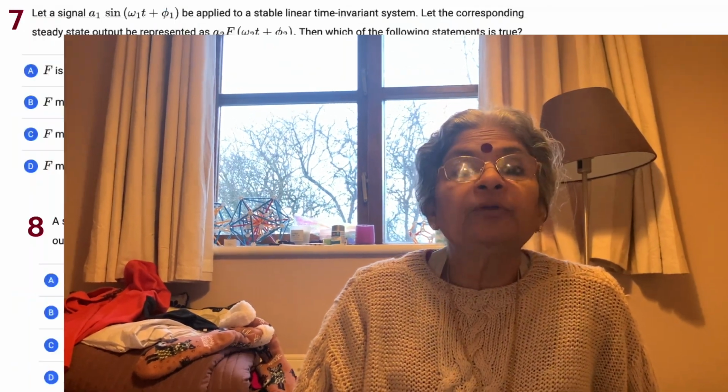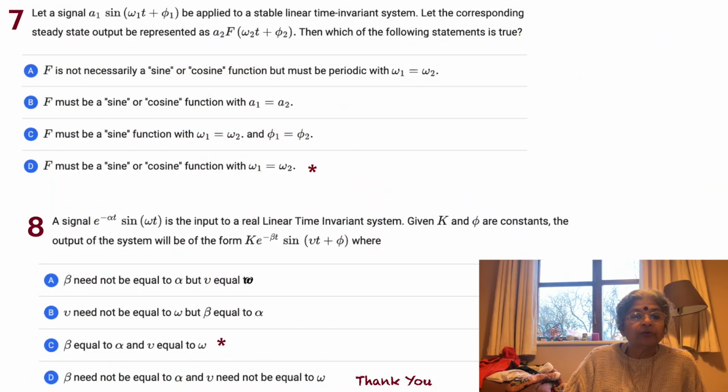Okay, so we come to the last slide. This seems aligned to whatever we have been talking about so far. Let a signal A1 sine(omega 1 t plus phi 1) be applied to a stable linear time invariant system. So it's a time invariant and also stable system. We have given a signal A1 sine(omega 1 t plus phi 1). So omega 1 will not change, even at the output, then the corresponding steady state output be represented as A2.